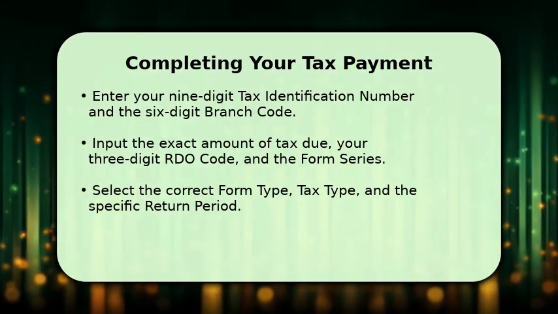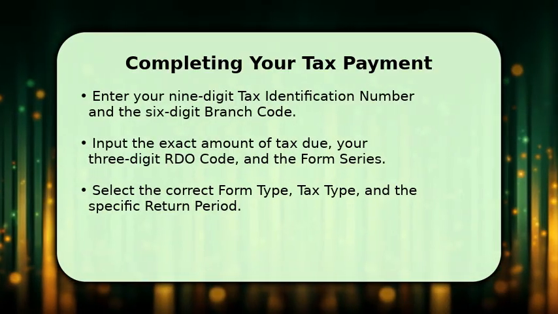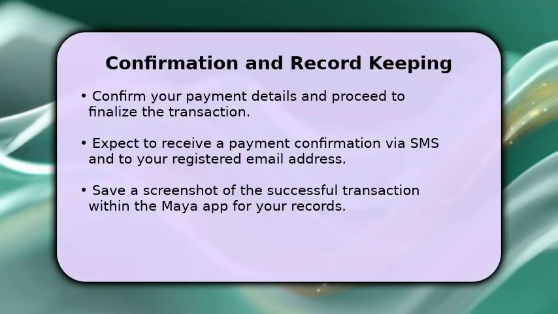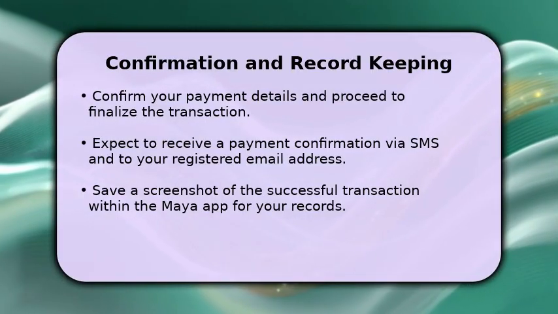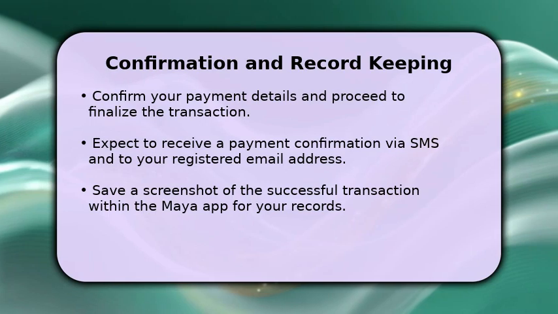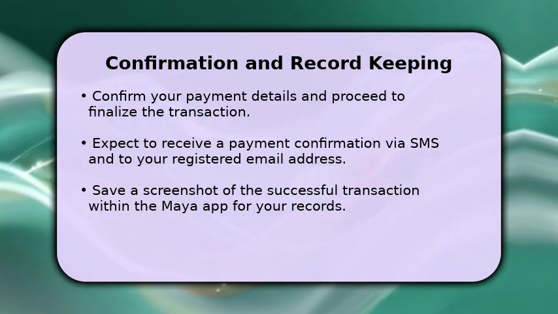Finally, input your email address. This is where Maya will send your payment confirmation, so ensure it is accurate. After entering all details, review them one last time. A convenience fee, usually around 20 pesos, may apply. Confirm the transaction to complete your payment.